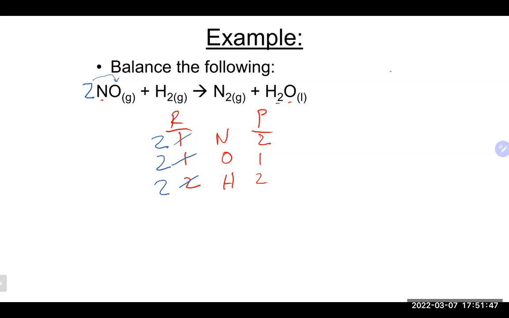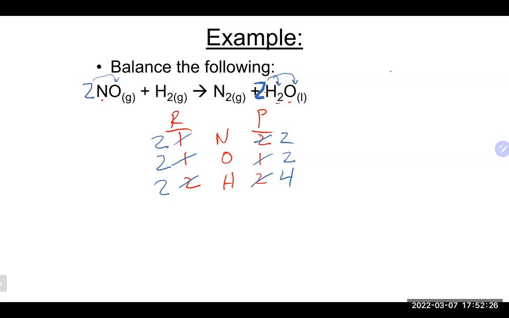We have our table here, which tells us the next best place to fix would be the oxygen on the right. We have 2 on the left and only 1 on the right, which means we could put a 2 in front of the water here. When we put the 2 in front of the water on the right-hand side, we have 2 nitrogens. Oxygen, again, the 2 gets distributed to both, so that is 2 times 1 for the oxygen, which is 2. And for our hydrogen, 2 times 2, which is 4. At this point, we're getting really close. We've now fixed the nitrogen, we refixed the oxygen. The last thing that needs to be fixed now is the hydrogen.